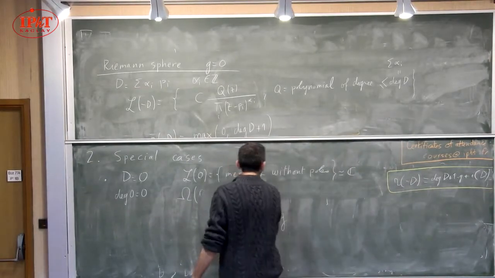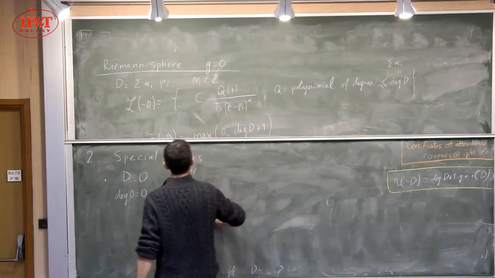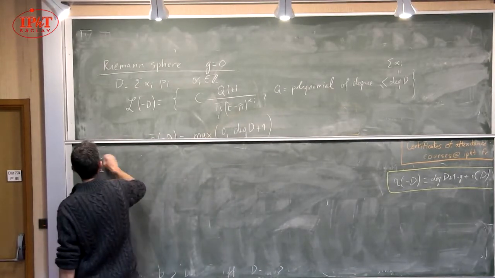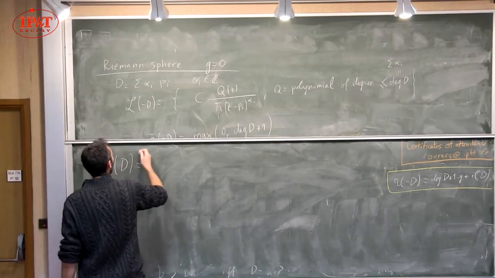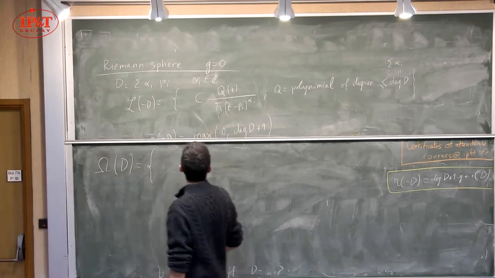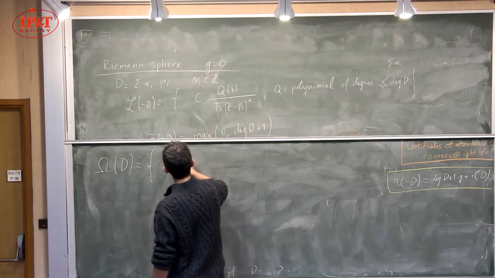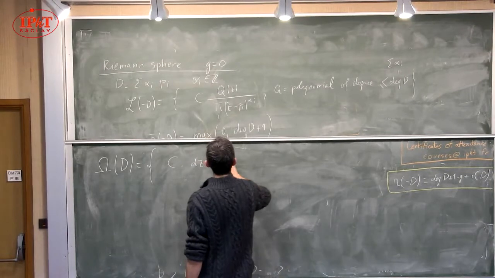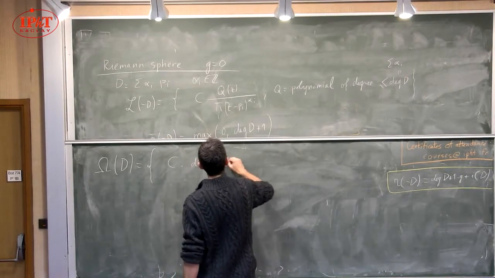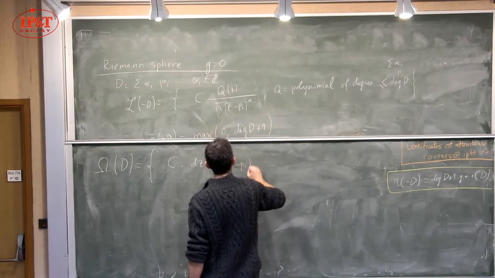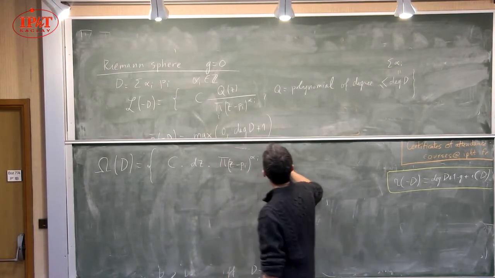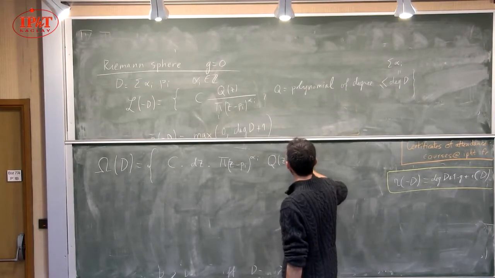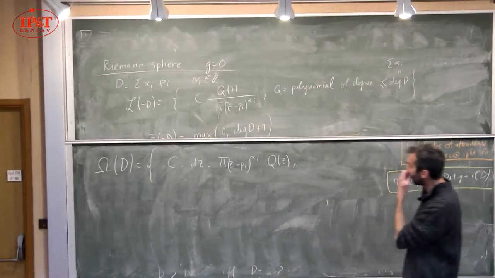Now, what is omega of d? This is the set of one forms. So one forms can be written like constant times dz times product of z minus pi to the alpha I times some polynomial q. What is the maximal degree of q?